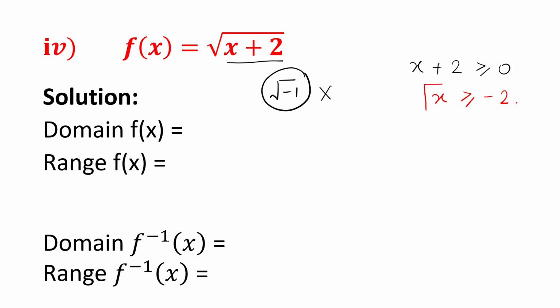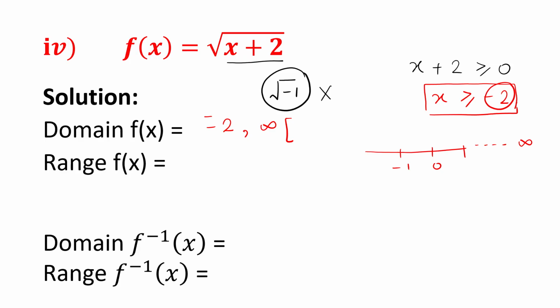It means our domain starts from negative 2 and the numbers that are greater than negative 2, meaning negative 1, 0, 1, and so on up to infinity. So all these numbers are included in domain. As this negative 2 is included, so we use closed brackets.